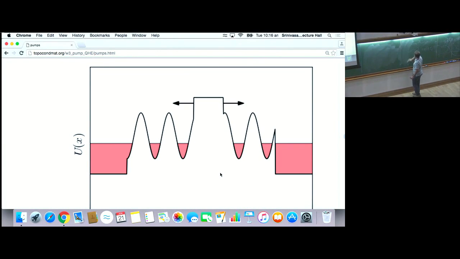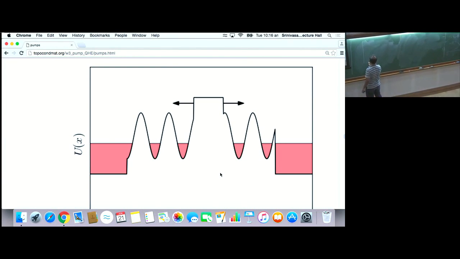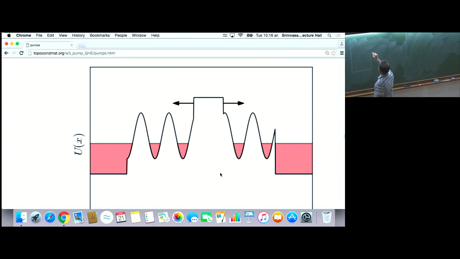So how does this work? Okay, I'm just redrawing this potential here.